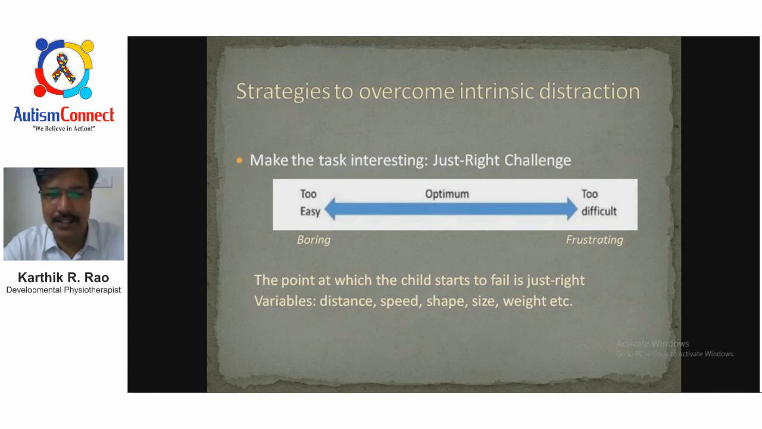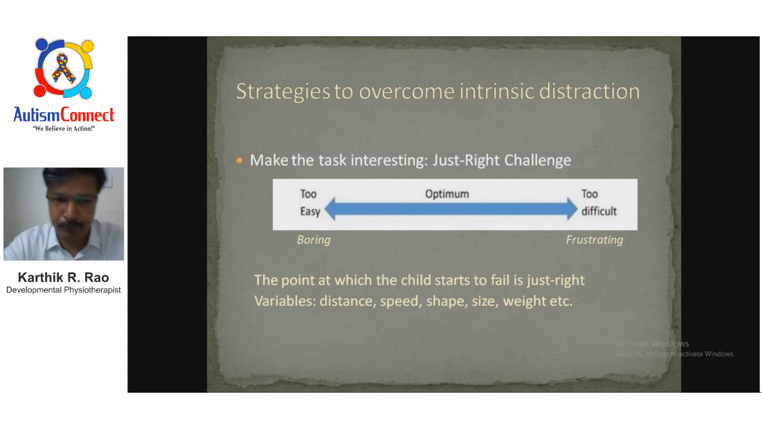So this just right point varies from person to person. It varies depending on your past experience, depending on what kind of activities you have done, what is your attitude, and what is your frustration tolerance. Are you able to take frustration easily, or even the first sign of failure actually puts you down? So a lot of factors depend on the outcome.